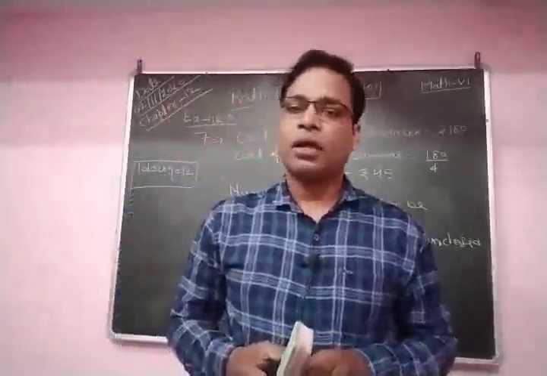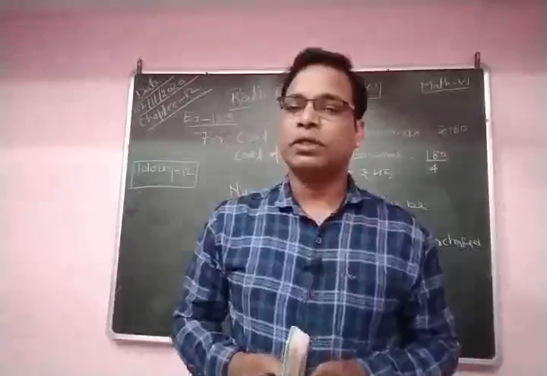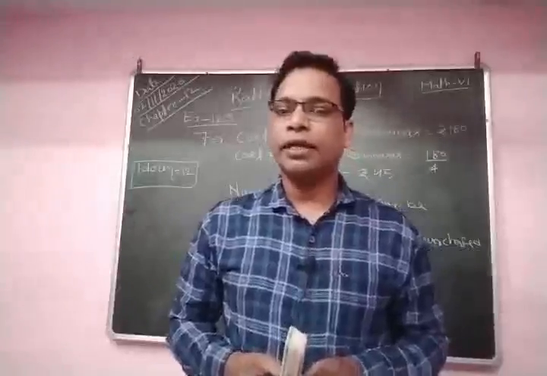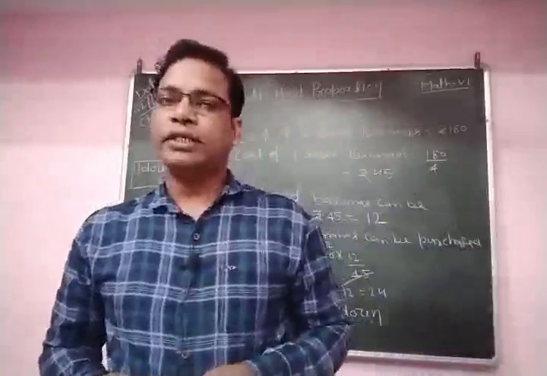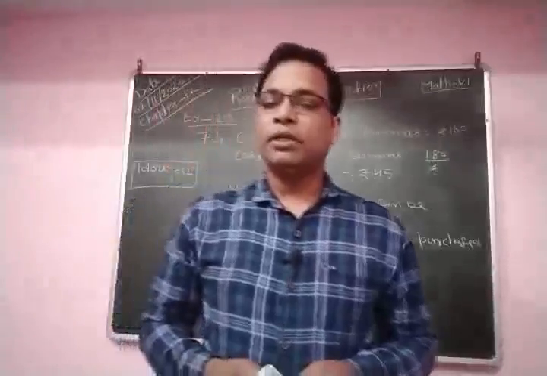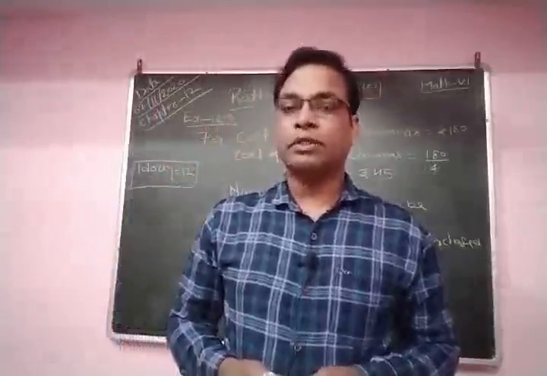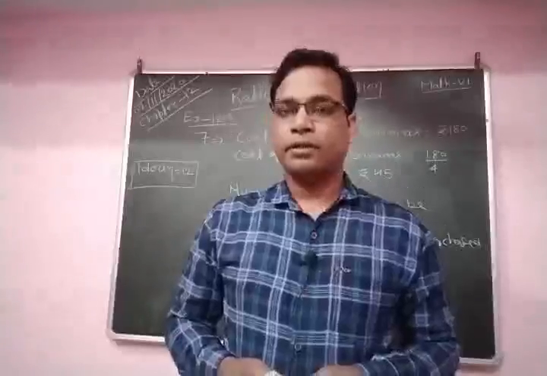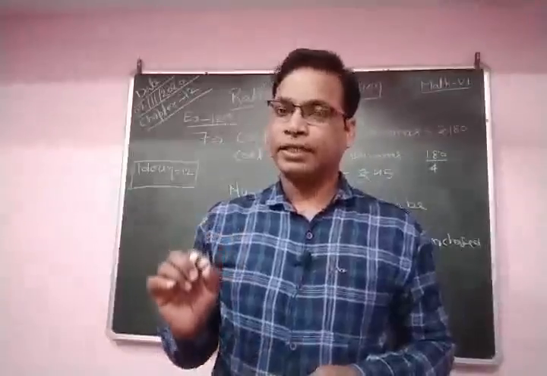Now we are going to discuss the next question, question number 8. The weight of 72 books is 9 kg. In question number 8, it is given that the weight of 72 books is 9 kg. What is the weight of 40 such books? Okay, so the weight of 72 books is 9 kg.